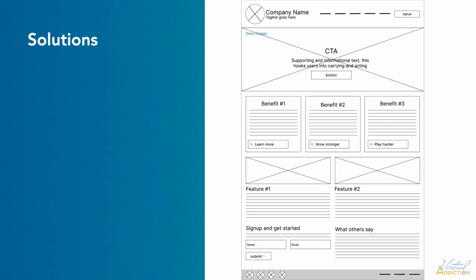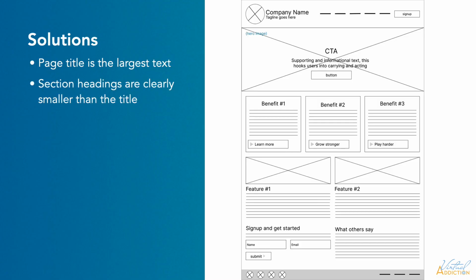Here's the same exact content, but we've structured it and made small changes that really solve many of the big problems. For headings and hierarchy, the page title becomes the largest. Section headings are clearly smaller than the title, and everything is consistent. This works because users scan before they read. Clear hierarchy tells users where they are, what matters most, and what they should look at next, reducing cognitive load.